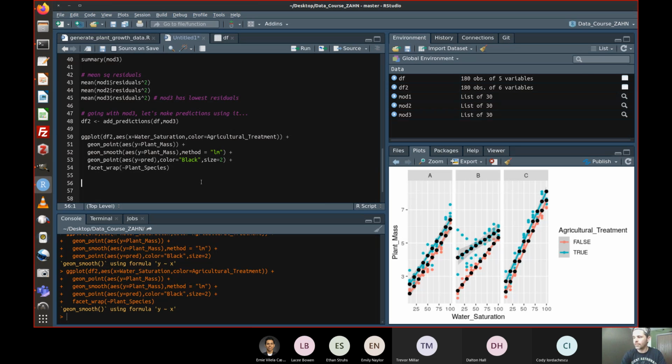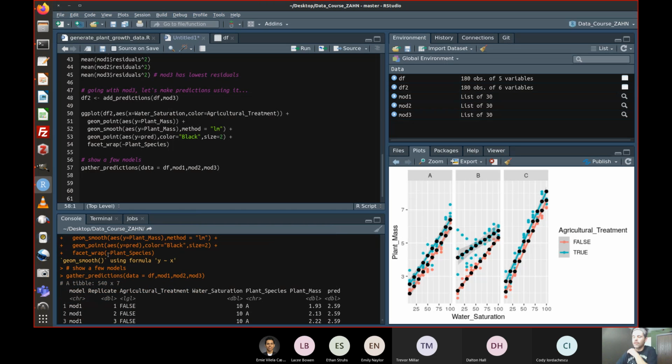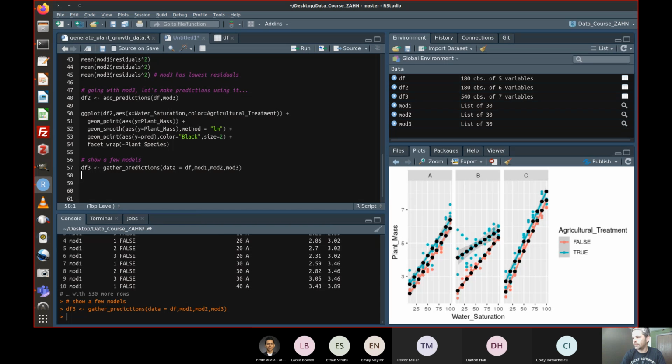Okay, let me try something else here. gather_predictions. So let's show a few models. So gather_predictions. Our data is df. Our models are mod1, mod2, and mod3. So here, it's used all three of those models that we made and has made predictions based on them. So let's take a look at this. df3, I'll save that. And then we'll basically make the same plot.